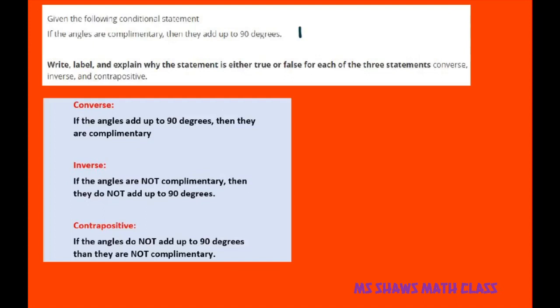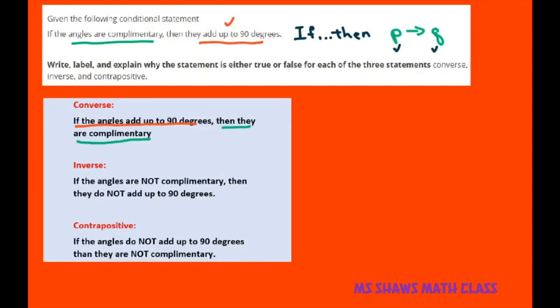And I call that the if, then, and it's written or labeled as if P, then Q. All right. Now, the converse basically is you're switching the hypothesis part of our original statement, this part with this part. So the converse, I wrote if the angles add up to 90, which is this part, then they are complementary. So basically all I did is I switched my P and my Q. So this would be if Q, then P.